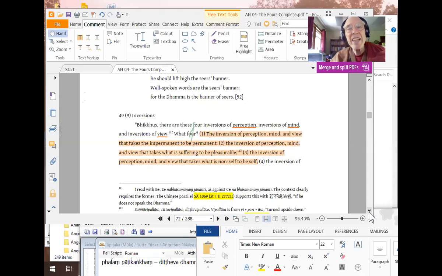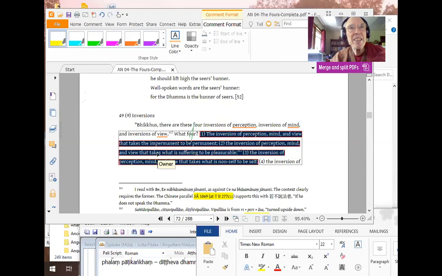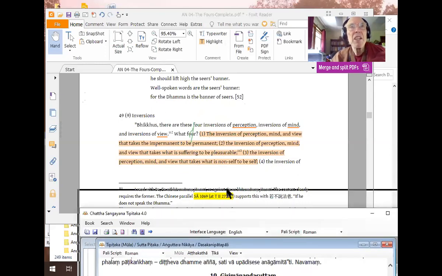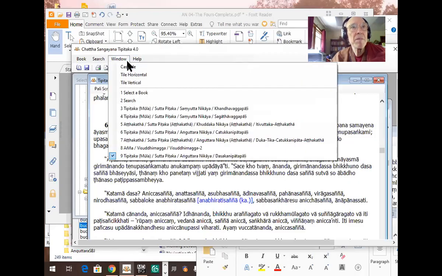Okay, the second inversion is the inversion of perception, mind, and view that takes what is really, here the translation uses suffering, but I prefer to keep the Pali word dukkha. One takes it to be sukha, to be pleasurable, to be enjoyable.